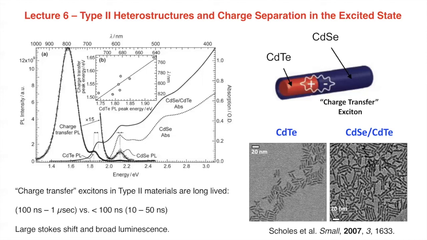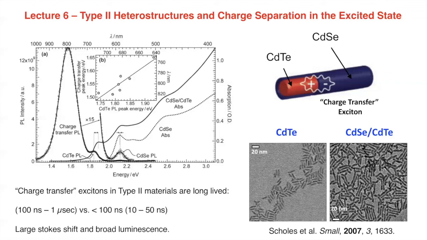So this is the product of photoexciting a type 2 material. Now, these electrons and holes are really well separated. They have very low overlap. And so the luminescence lifetimes are very long, maybe as long as a microsecond. Okay, a microsecond's a pretty long time. And these are quite a bit longer than the simple cadmium sulfide, cadmium selenide material pair.